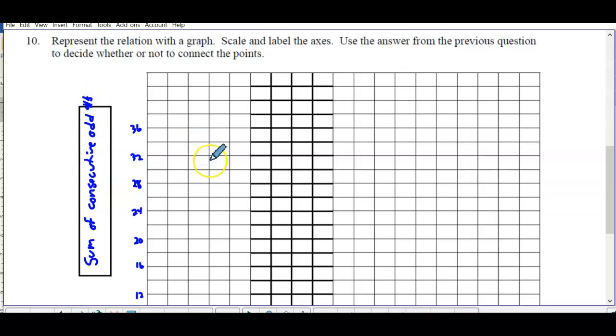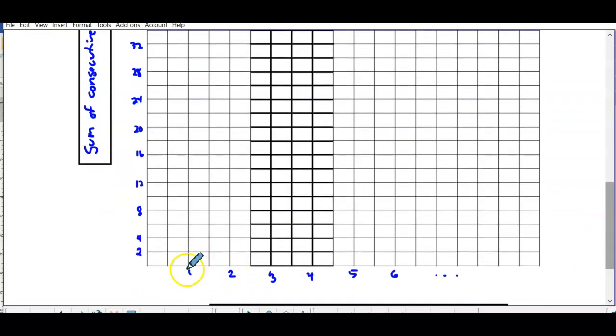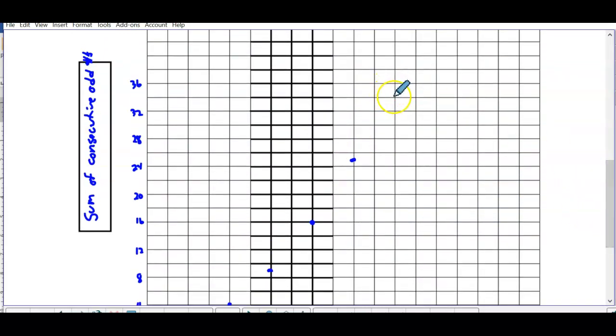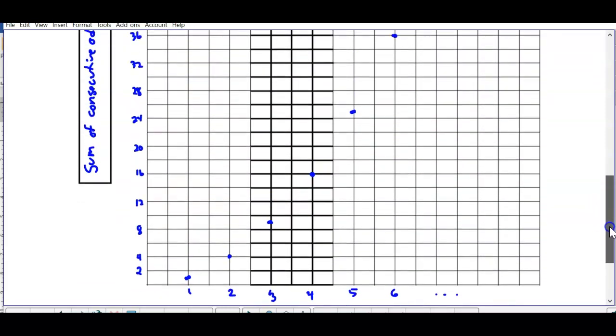All right, that wasn't so bad after all. So for one consecutive odd number, that's just 1. For 2, that was 4. For 3, that was 9. 4 was 16. 5 was 25. 6 was 36. Just make sure those are lined up.